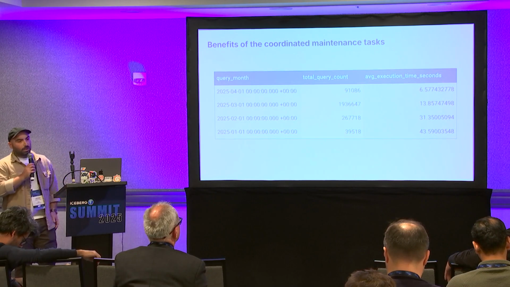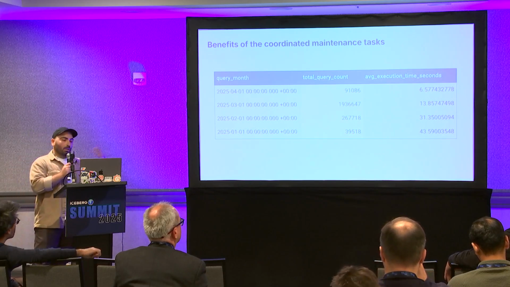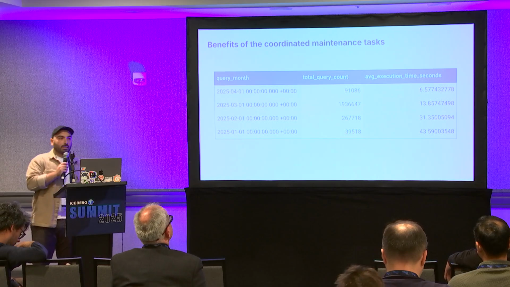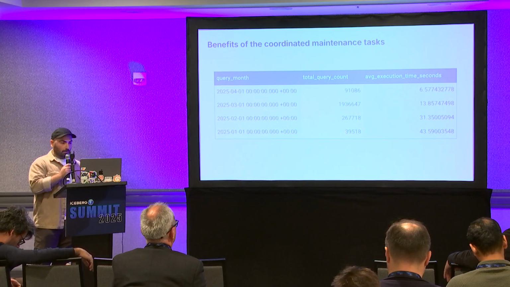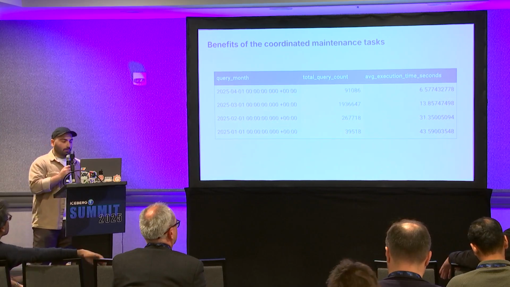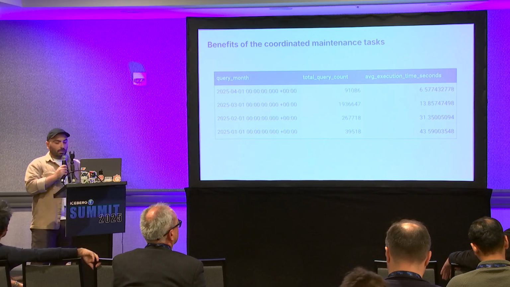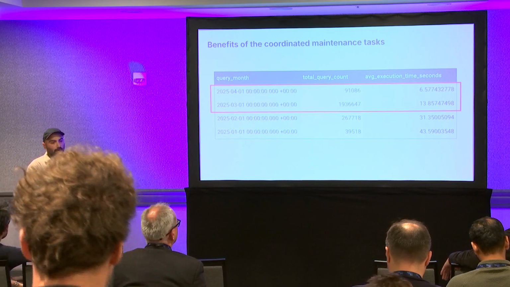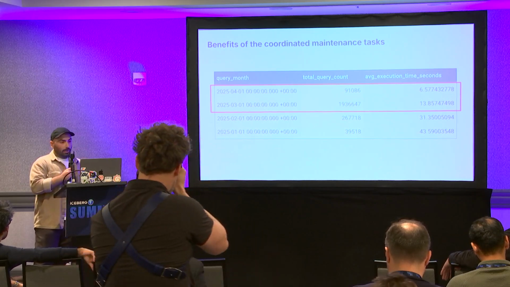Just to show more data about this coordinated maintenance. On the Trino side, we track all the queries that are executed on our Trino cluster, and this is for one specific use case. We have the data from January this year up until April, which is ongoing, and we implemented the coordinated maintenance with all the fixes in March, and we see average execution time has drastically improved compared to February and January.